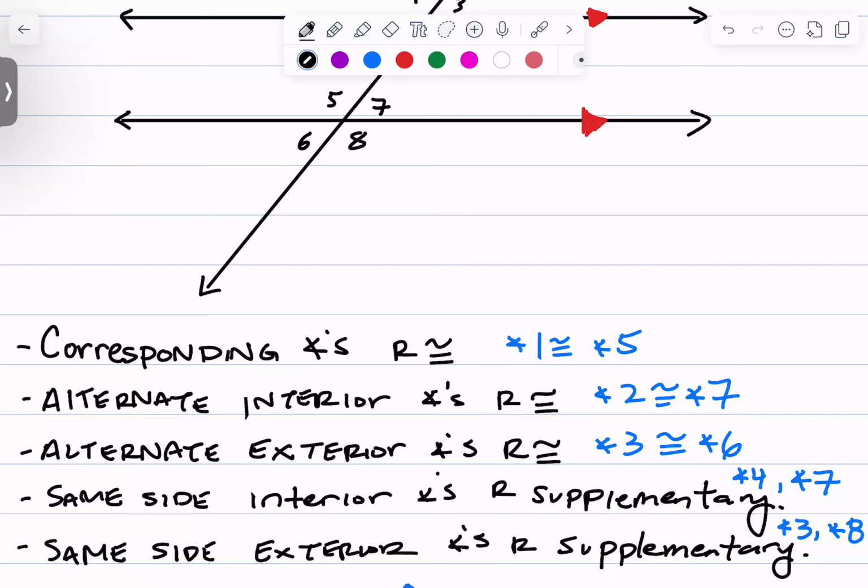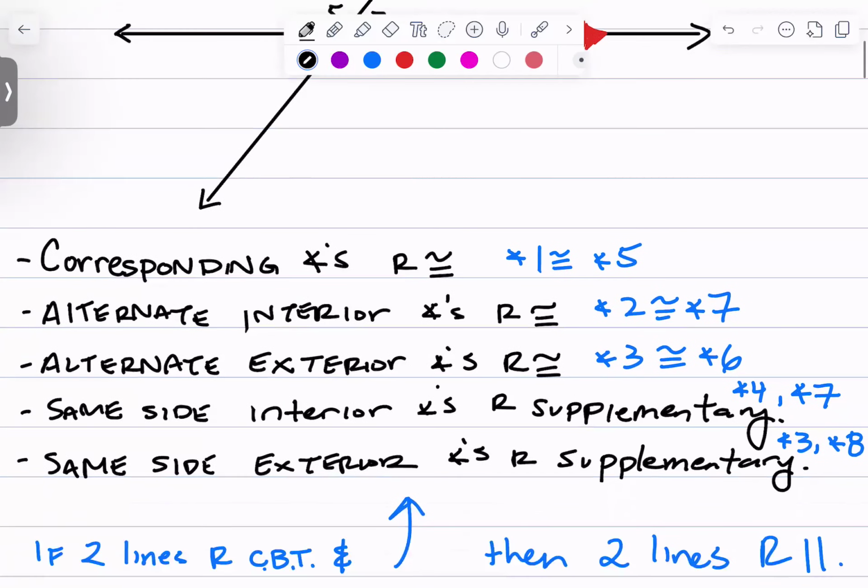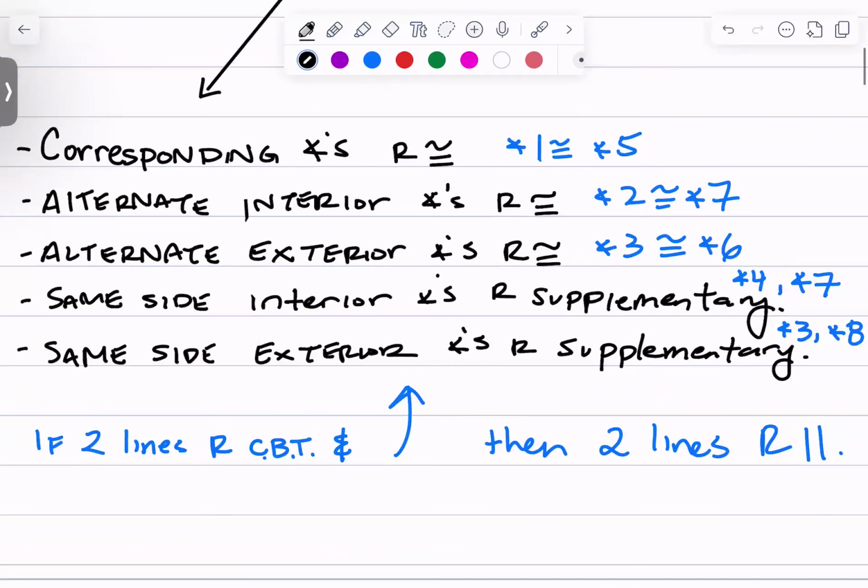So the statement that we have for today, or the way that we're going to prove it, is if two lines are cut by transversal, remember CBT is cut by transversal, and one of these angle relationships exists, then the two lines are parallel. Okay, that's the only way.